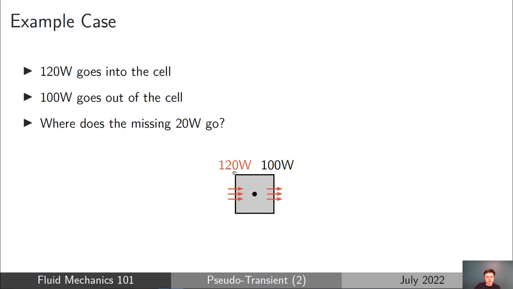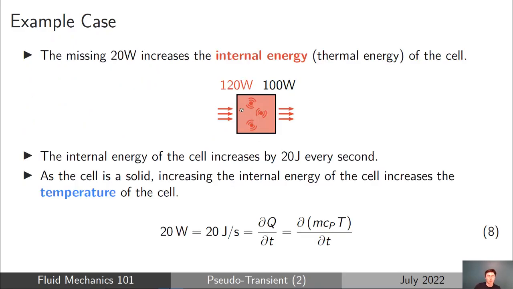So for this particular cell at the end of the bar, we've got 120 watts of heat coming into the bar, and then we've got 100 watts of heat going out. So there's a missing 20 watts of heat. Where does this 20 watts go? Well, of course, the answer is that in this transient case where the temperature is varying with time, the missing 20 watts increases the internal energy, or you can think of this as the thermal energy of the cell.